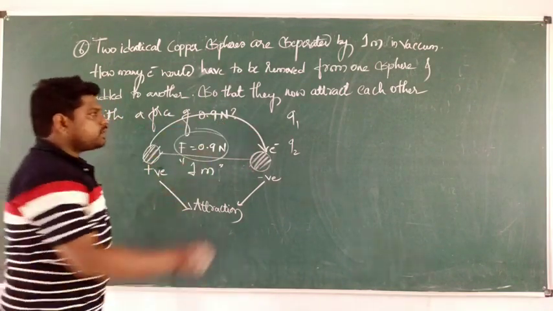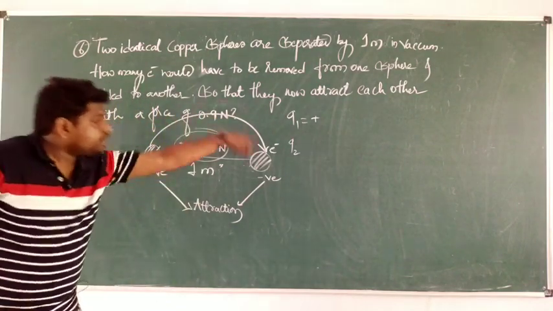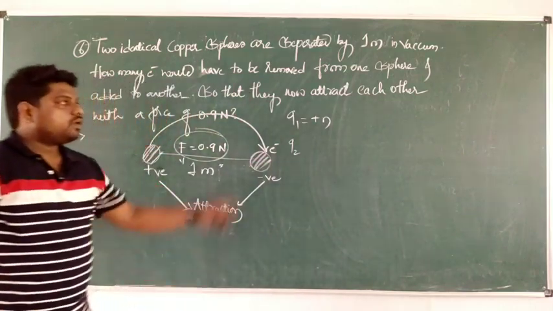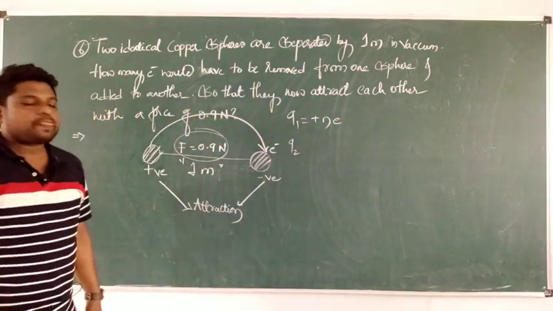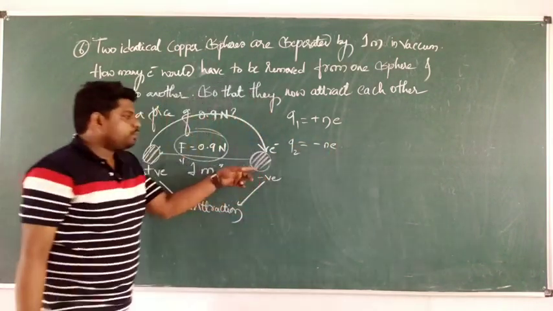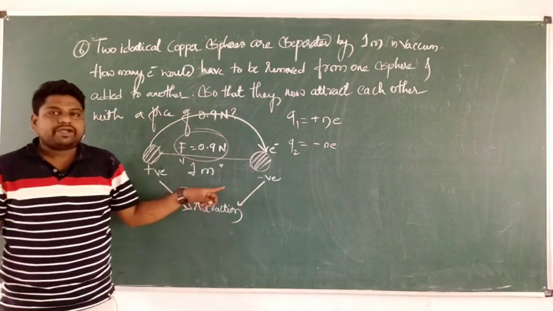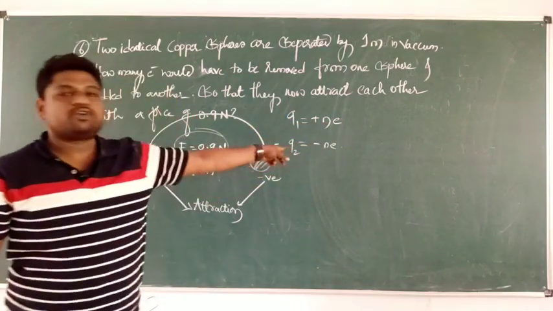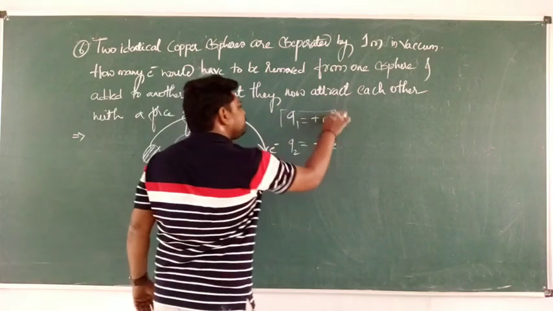What is Q1? Q1 is, of course, positively charged because it is giving electrons. How many electrons? I don't know, N. Charge of an electron? E. What about Q2? Minus Ne, because it is going to be negatively charged, because it is receiving electrons. Fine. So this one is plus Ne, and this is going to be minus Ne.